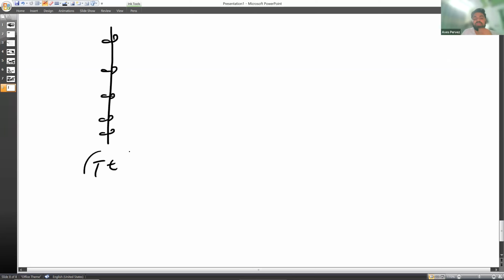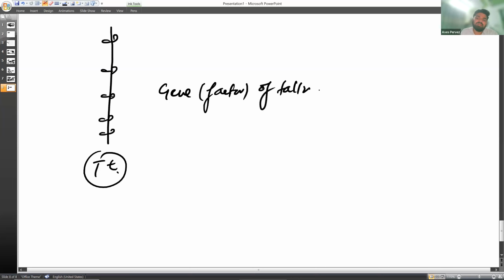heterozygous tall. Okay. He named it, meaning it is going to have both the gene of tallness and dwarfness, but still the plant is tall. It means that the gene of tallness, which Mendel called factor of tallness, is dominant over recessive. Got it? Understood? Yes. That is it.